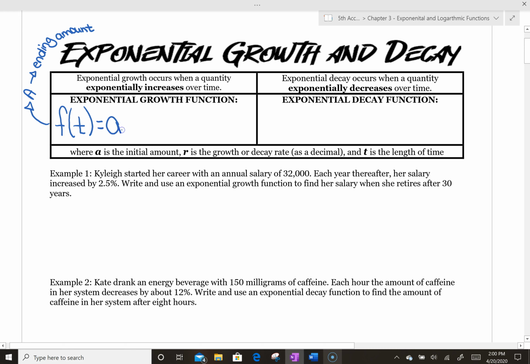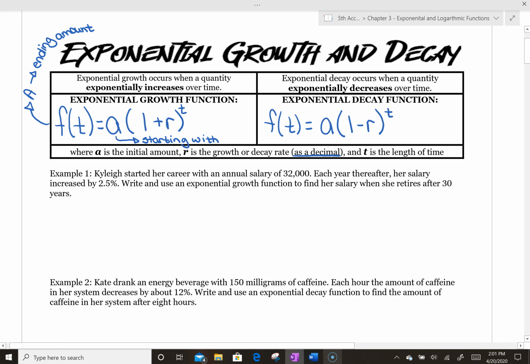Then we have small a, which is your initial amount, and then we have 1 plus your rate, and rate needs to be as a decimal, okay? And then to the t power, that's how length of time that it's going to be, okay? Initial amount for that a is also, if you want to think about what you're starting with. And all those definitions are the same for the decay one. Just know that it's a minus sign instead, okay?